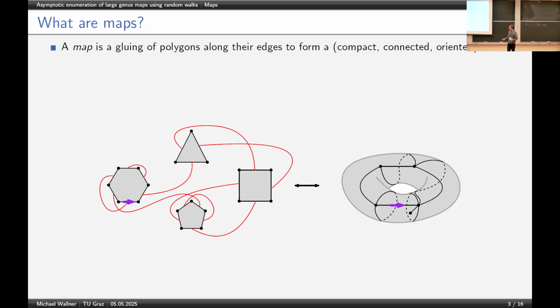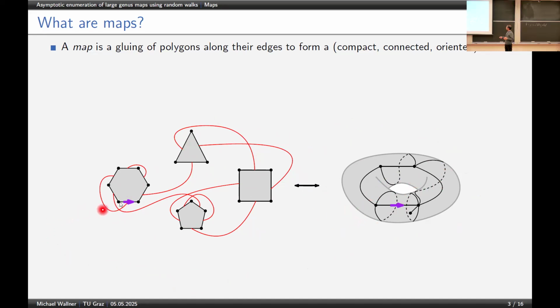So what are maps? For me, maps are a gluing of certain polygons. You see an example here. You have these 4 polygons, and we glue them along the edges, denoted here by these red edges. We glue these together to form a surface. And this surface should be such that it's compact, connected, and oriented. So here you see an example of that gluing. Each of these polygons is then a face in this surface.